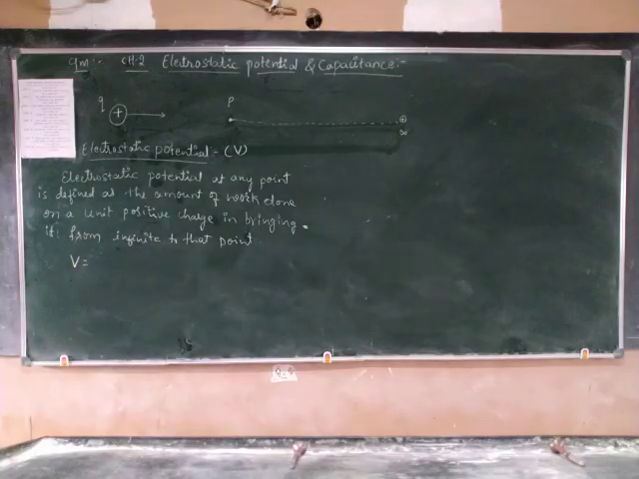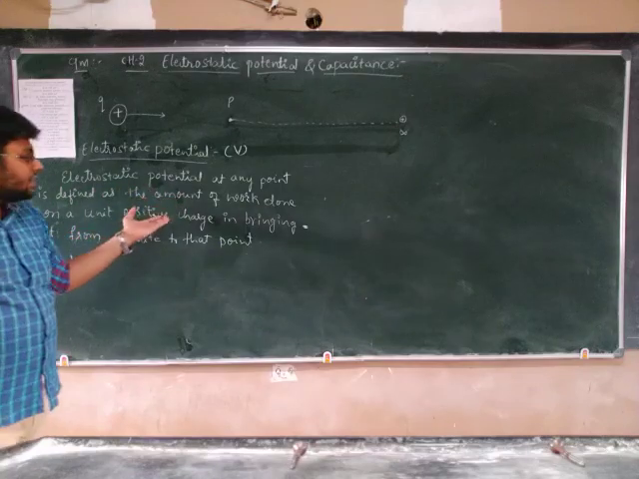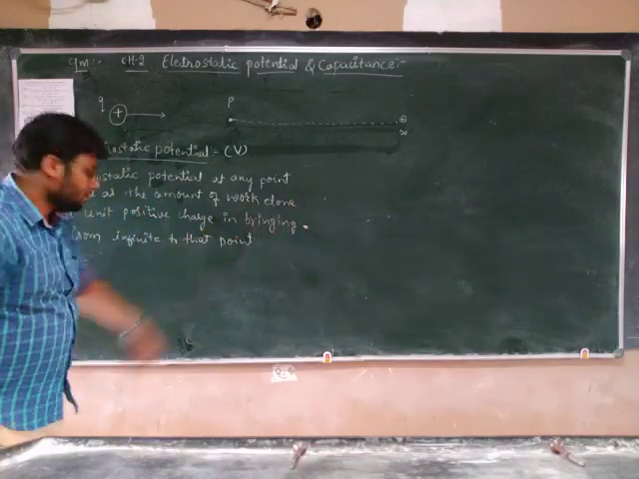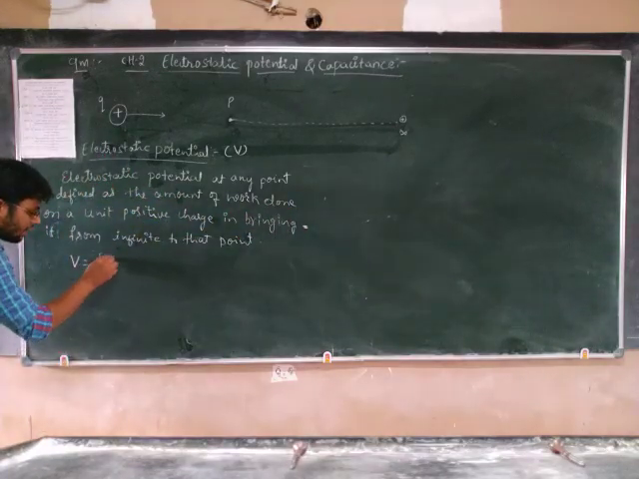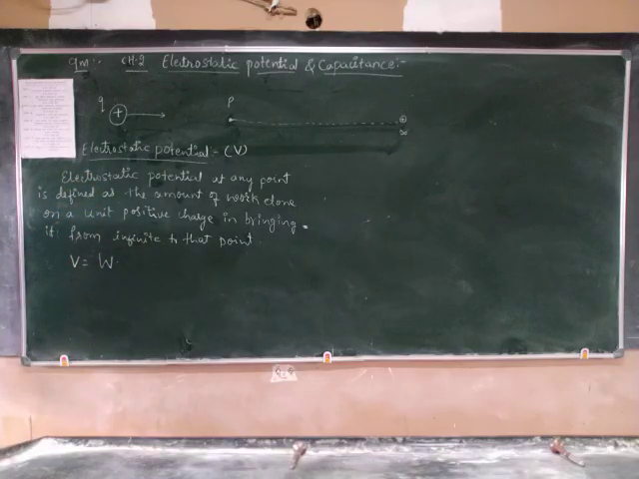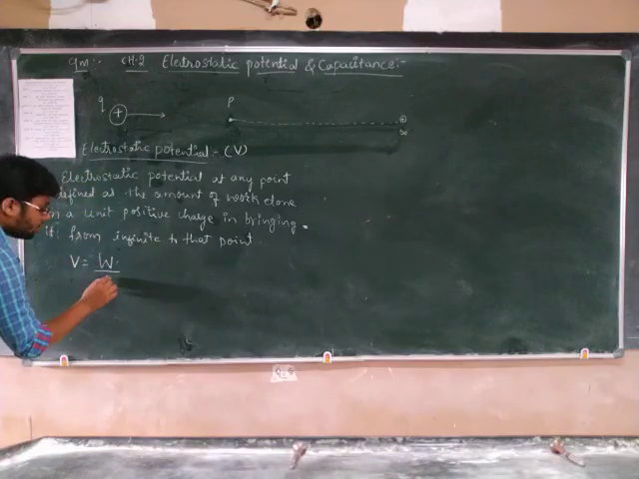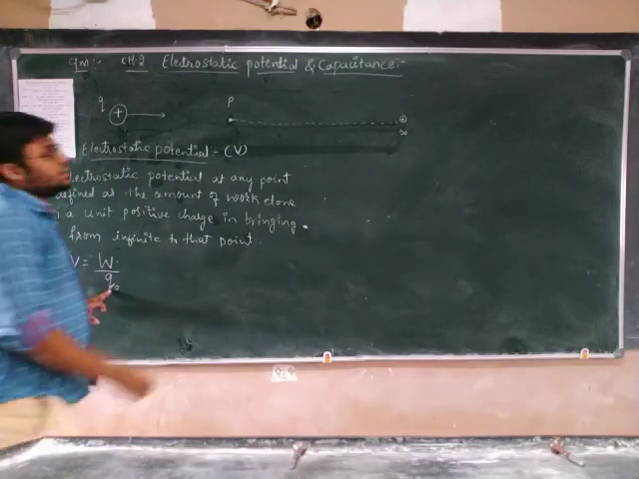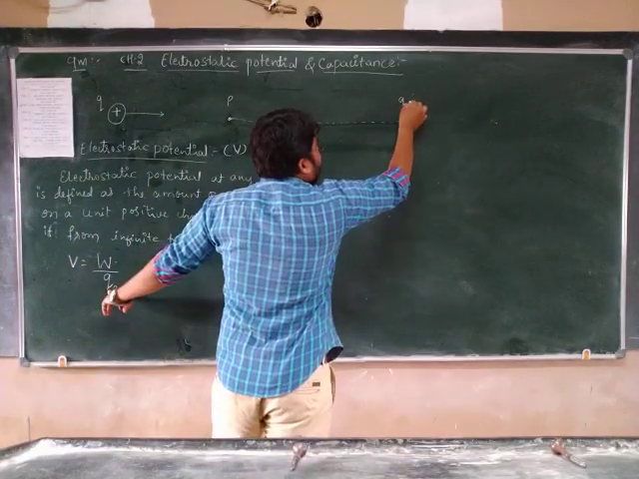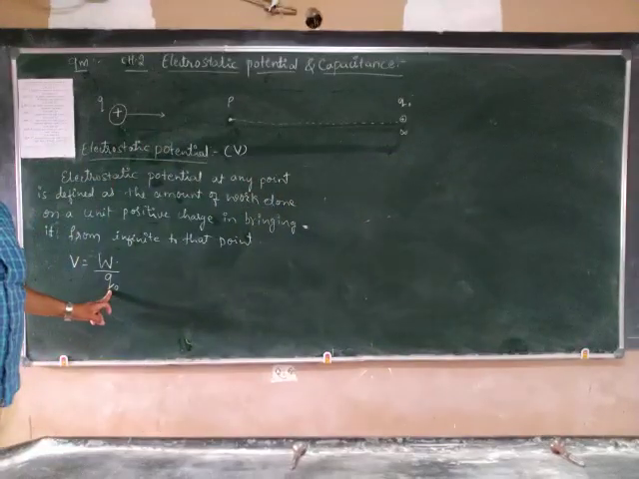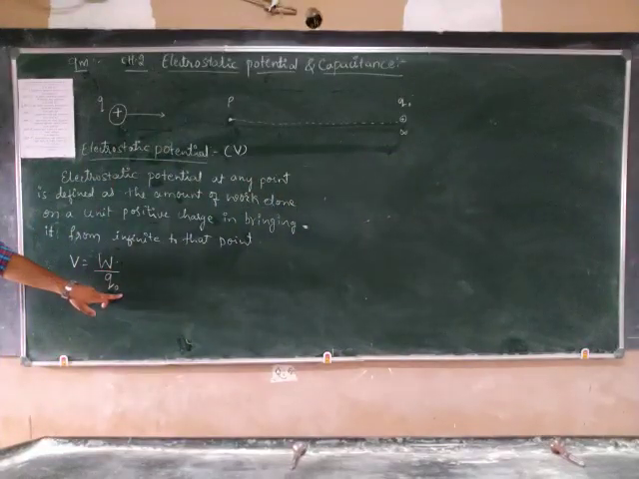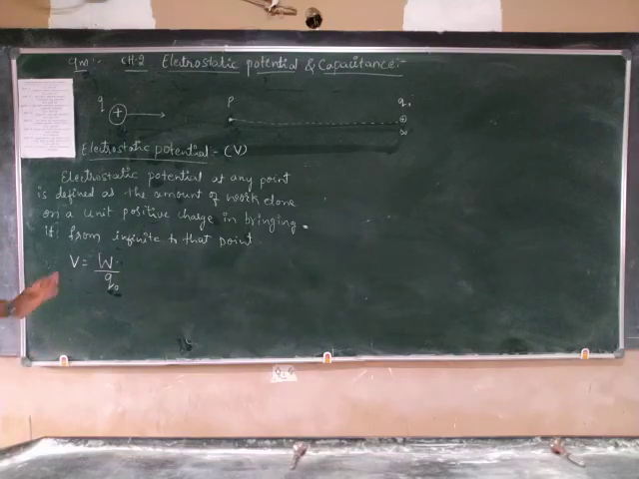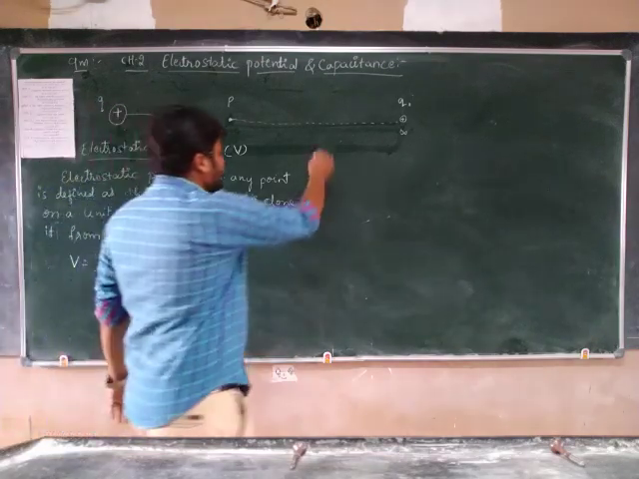Electrostatic potential is equal to what we have mentioned here: the work done, W, on what? Unit positive charge. I'll take this unit positive charge as Q0. Work done on a unit positive charge. Okay, just to simplify this equation.